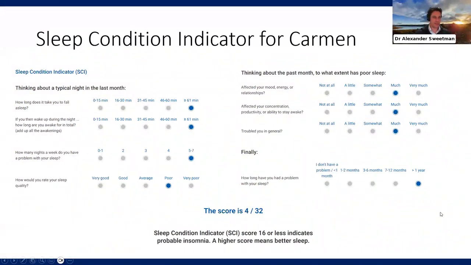So if we look at Carmen's scores on the Sleep Condition Indicator, it indicates fairly severe insomnia, and in fact a score of 4 out of 32, which indicates probable insomnia that's occurred for more than 1 year. Lower scores indicate worse sleep. So a score of 4 out of 32 indicates quite severe insomnia.